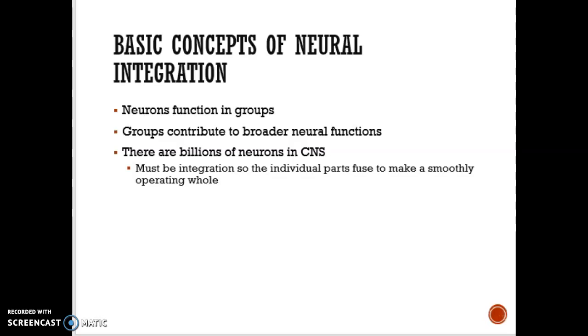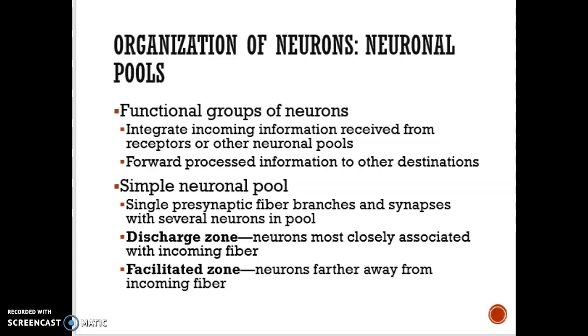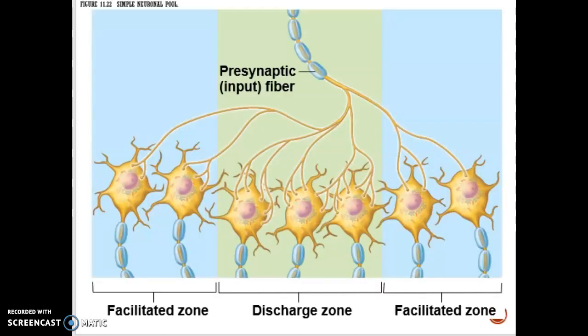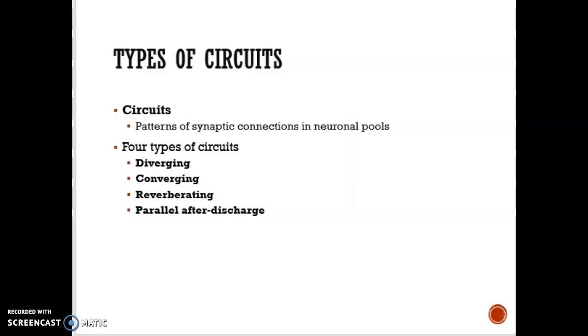Into the integration, I want you to kind of skip over this. We're not going to see this on the exam. Discharge zones facilitated. You can read about it, but it's really not impressive for your exam. But the final thing that I want to cover is these circuits, and these are 4 different types of circuits that go in your body: diverging, converging, reverberating, and parallel after discharge.